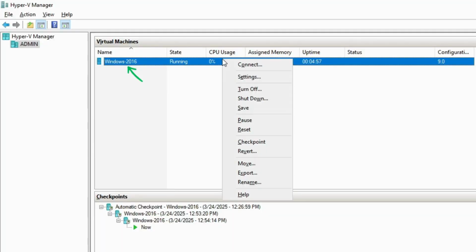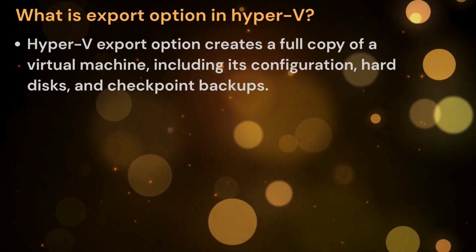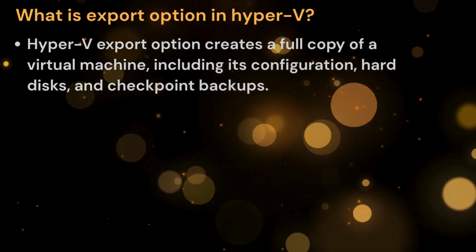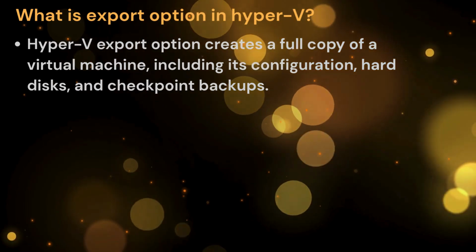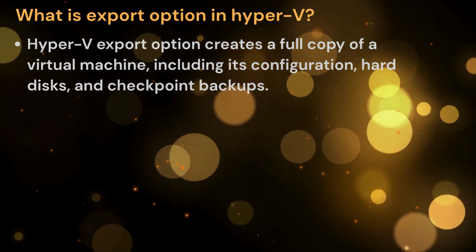Open the Hyper-V Manager. Here we have a virtual server in Hyper-V. It's named Windows 2016. Hyper-V export feature is kind of backup. It creates a full copy of a virtual machine, including its configuration, hard disks, and checkpoint backups.